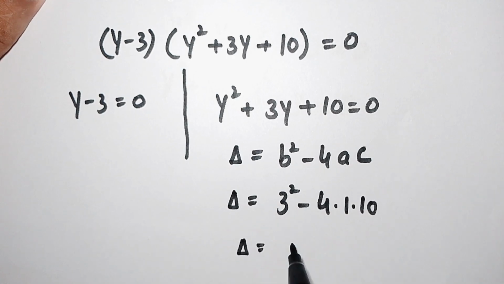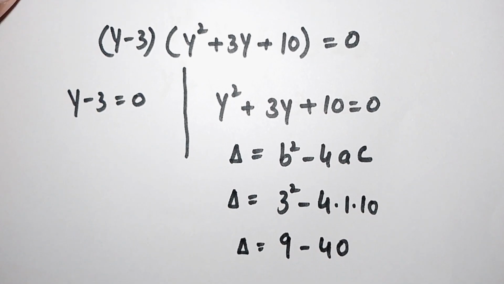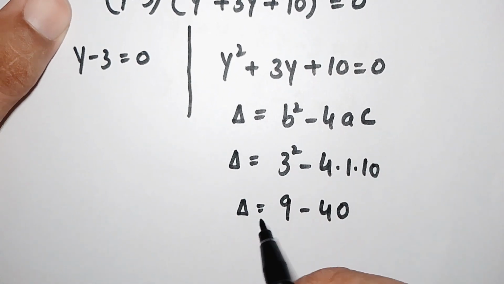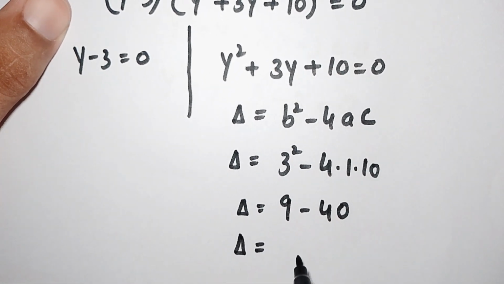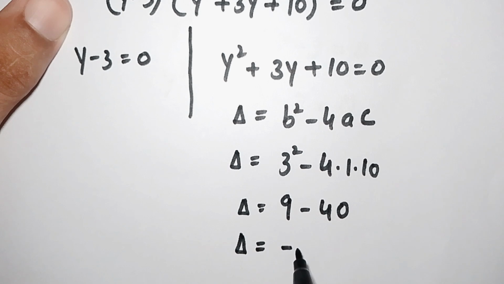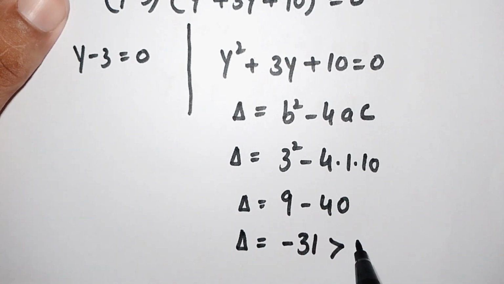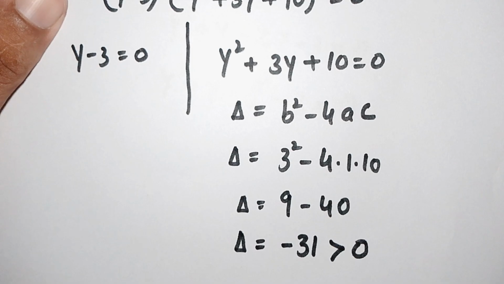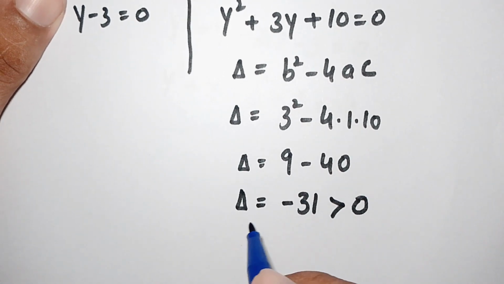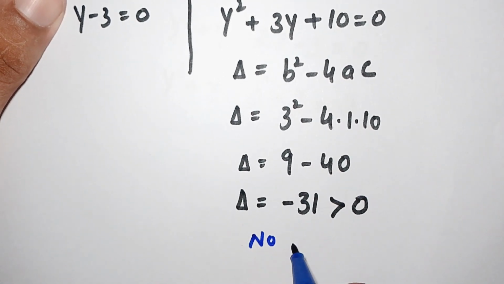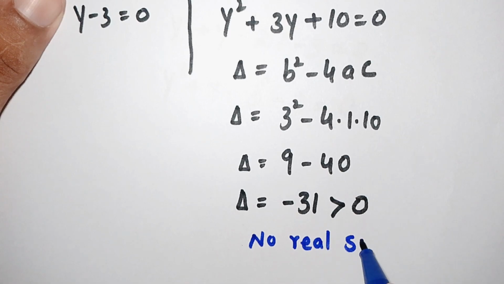Discriminant is equal to 3 squared minus 4 times 10, which is 9 minus 40, equal to minus 31, and we know that minus 31 is less than 0. So this shows that it does not give a real solution, so no real solution. So this is rejected.